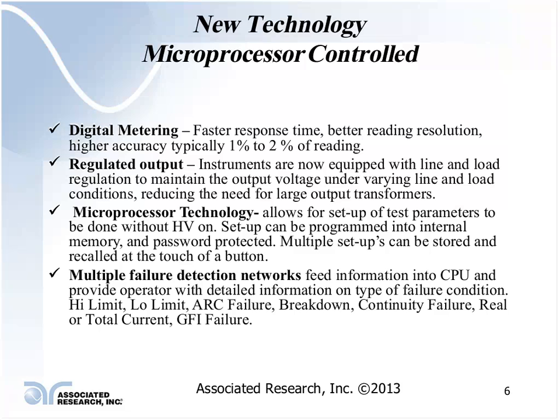Depending upon which one picks up the failure, it feeds that information into the CPU, and the display indicates the failure condition that has occurred during the testing of your product. Again, digital metering, again, much faster response time, better reading resolution, higher accuracy, typically 1 to 2% of reading, not full scale. So this gives you a much tighter accuracy.